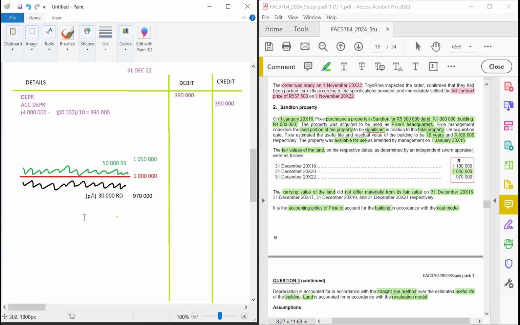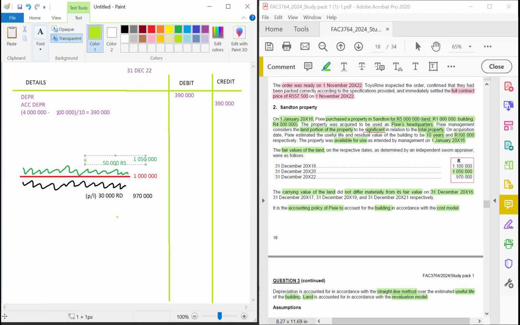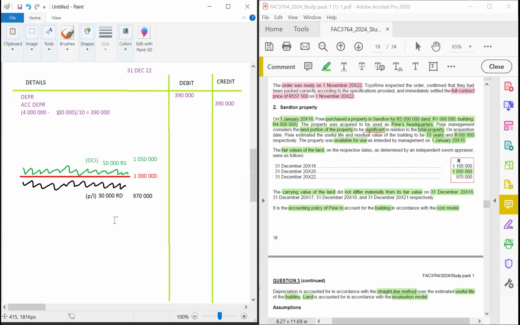When you are below cost, this goes to P&L. When you are above cost, this goes to OCI. It doesn't matter what you name it. You can name it a revaluation, a fair value gain, or a fair value loss, but the most important thing is that this is an OCI item, and the other one is a P&L item.